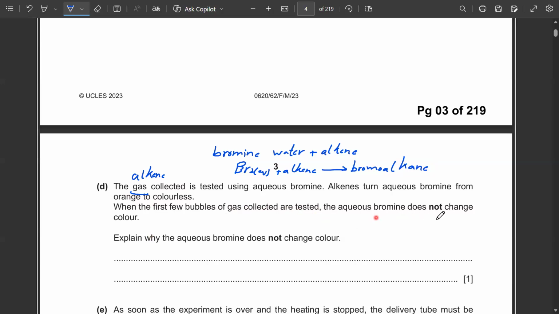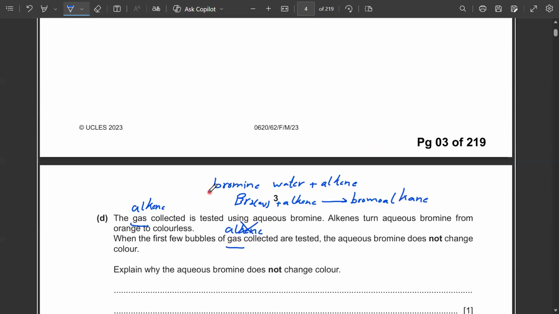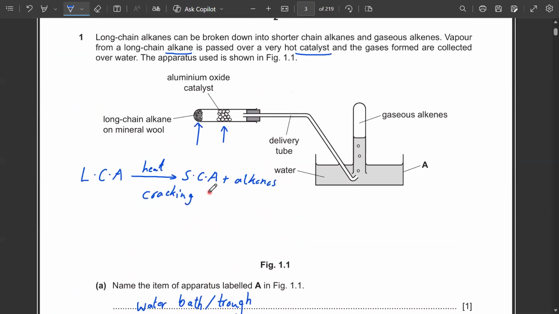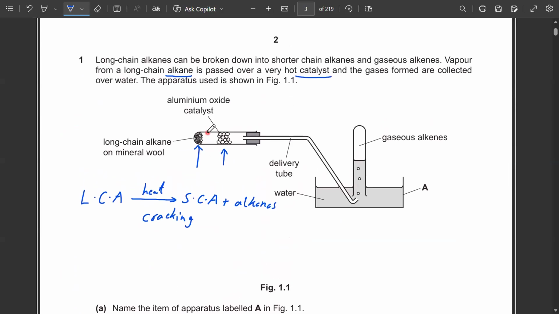But the thing is here, the first few bubbles of the gas collected are tested. The bubbles do not change the color, which means that gas is not the alkene. It is any other gas. We need to understand which gas it could be. So if we look at the diagram here, we should remember that the long chain alkanes are made up of hydrocarbons.